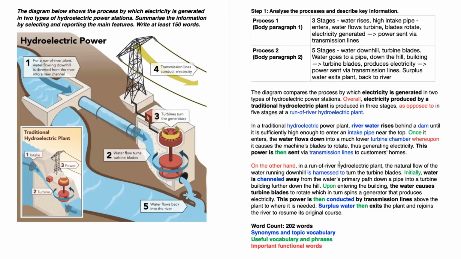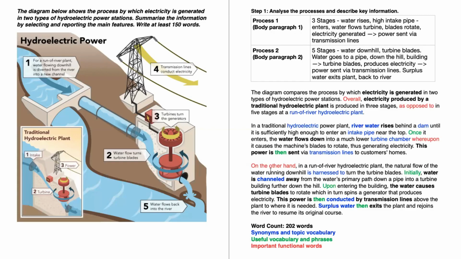On the other hand, in a run-of-river hydroelectric plant, the natural flow of the water running downhill is harnessed to turn the turbine blades. Initially, water is channeled away from the water's primary path down a pipe into a turbine building further down the hill that we see right here. Upon entering the building, the water causes turbine blades to rotate, which in turn spins a generator that produces electricity. This power is then conducted by transmission lines above the plant to where it is needed. Surplus water then exits the plant and rejoins the river to resume its original course.